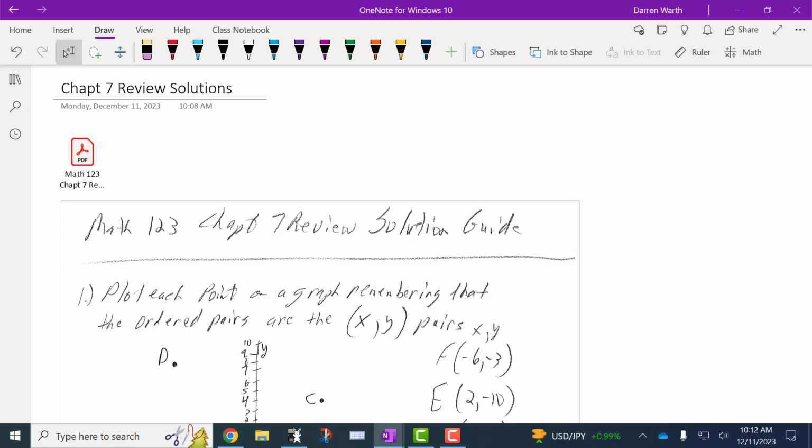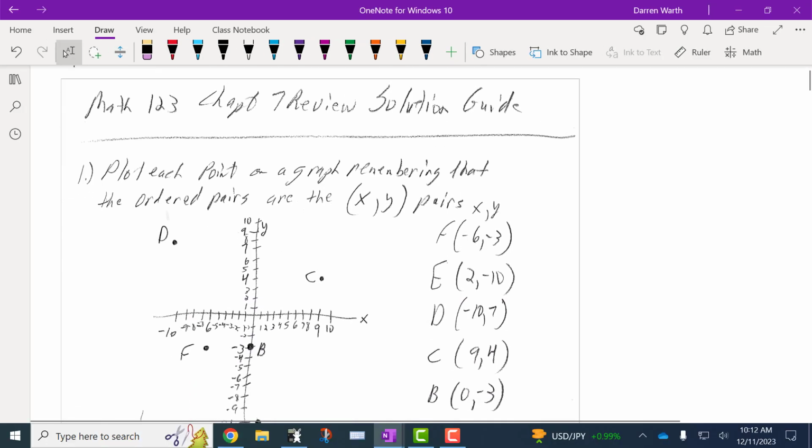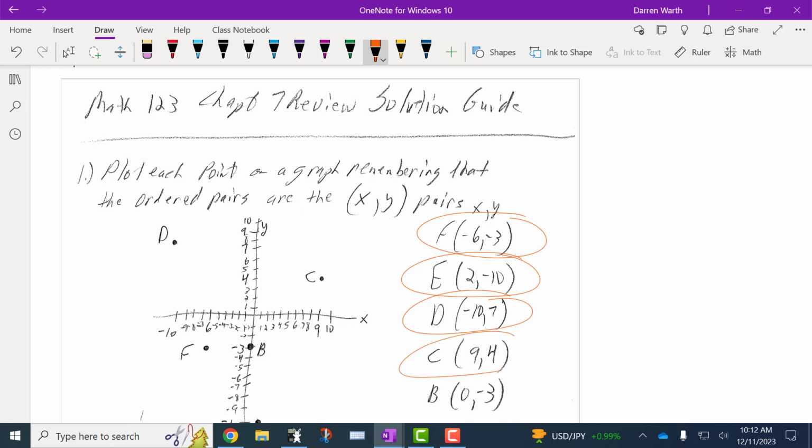Okay, as we look at our Chapter 7 review, you'll notice that number 1 says plot each point, and it gives you a list of points that it wants you to plot. So you'll notice it wants us to plot F, which is at -6, -3, E, which is at 2, -10, D, which is going to be at -10 and 7, C, which is going to be at 9 and 4, and B, which is going to be at 0, -3.